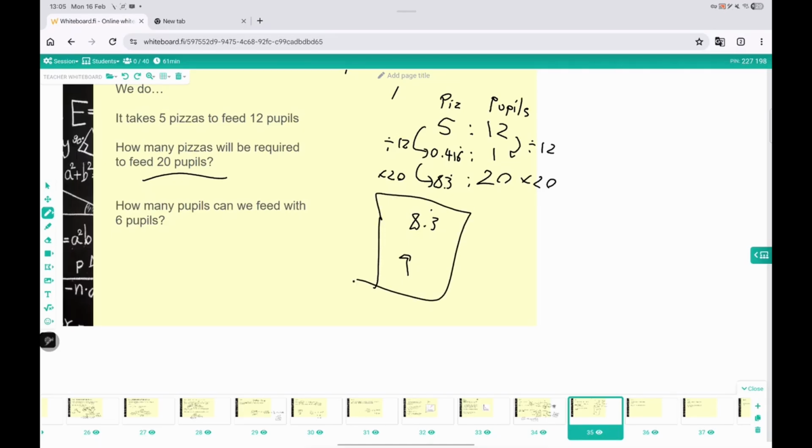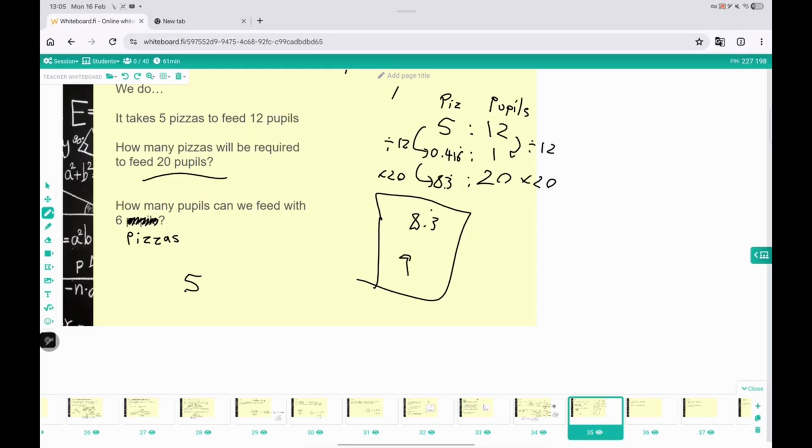Okay, right. Now I'm aware of a slight typo I've made in the next slide. I am not suggesting cannibalism. How many pupils can we feed with 6 pupils? I don't know how many pupils a pupil can eat. But what I meant to say is how many pupils can we feed with 6 pizzas. Please do not eat your fellow students. They have a lot of learning to do.